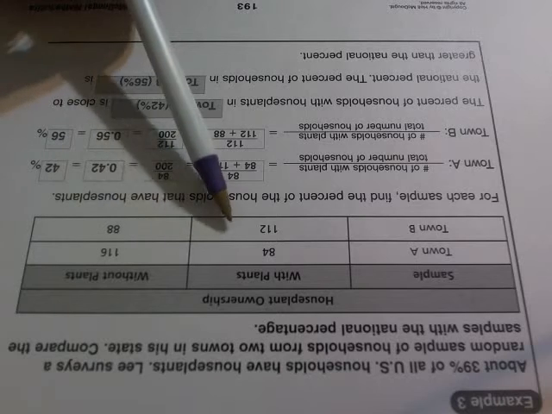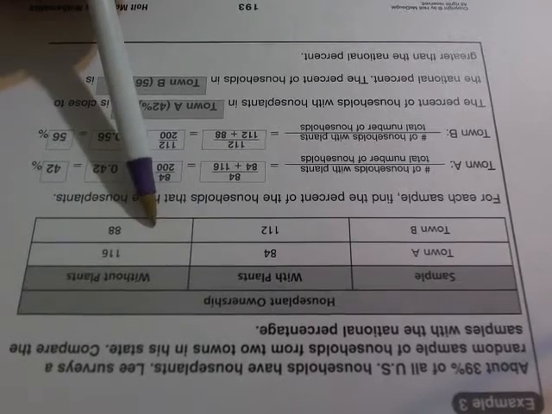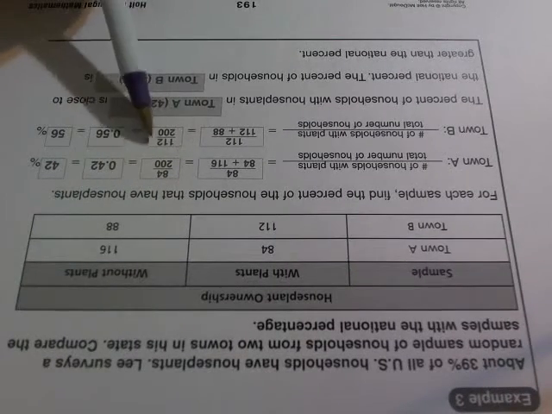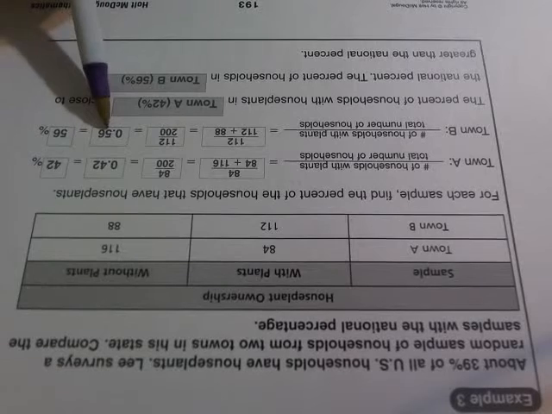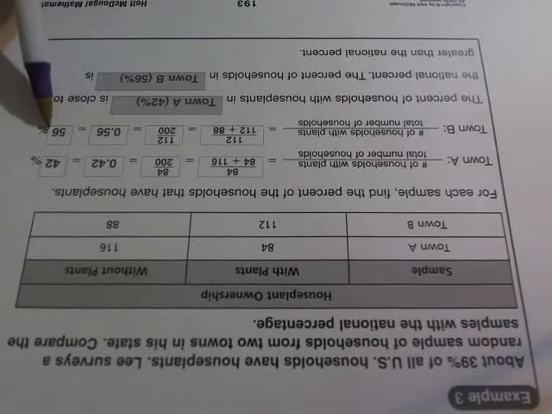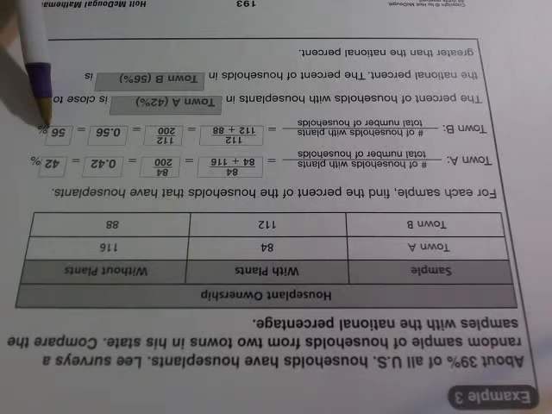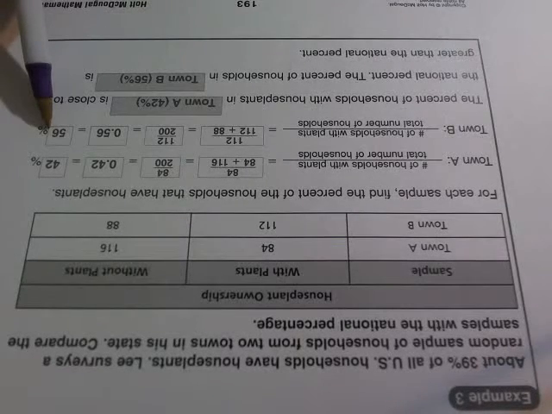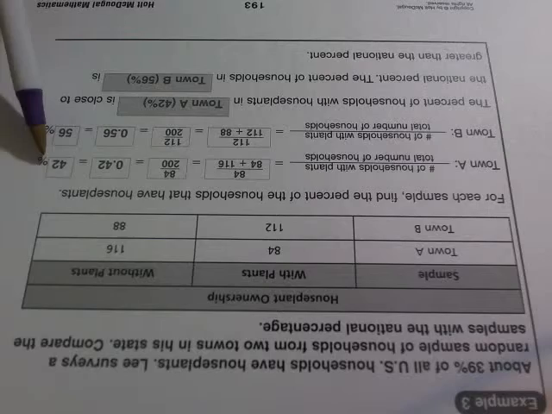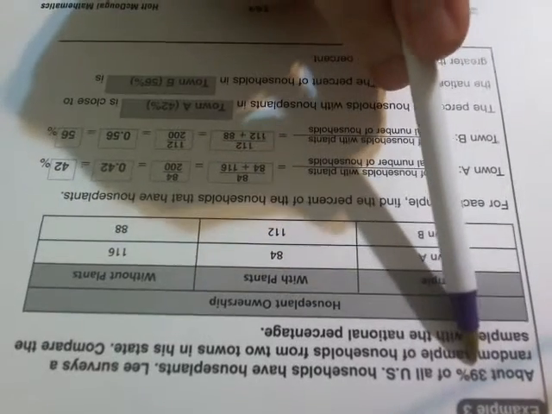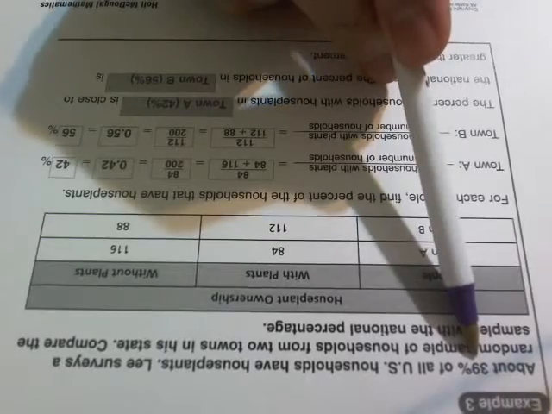As he then looks at town B, we have 112 with plants of, once again, 200 total. So we end up with 112 over 200, or 0.56, or 56%. So now let's compare our choices here. Town A at 42% is pretty close, because remember they said up here that about 39% of households have houseplants.